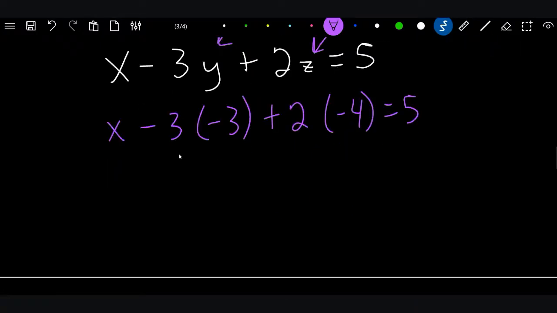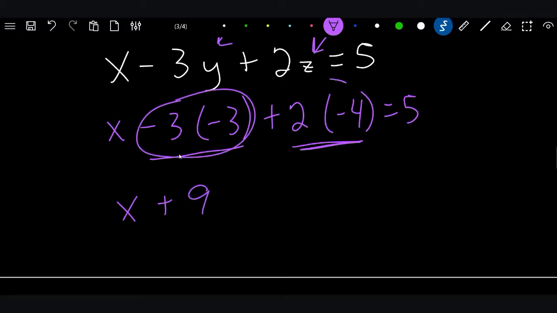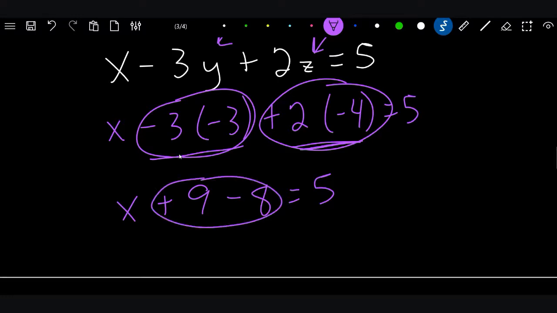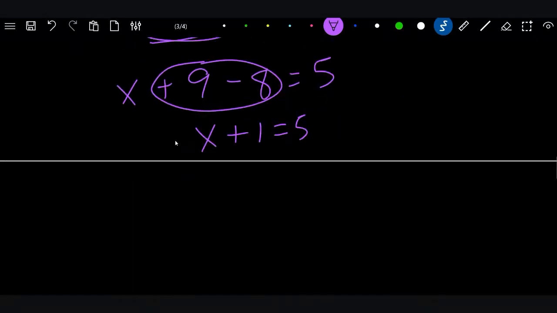All right, now let's try to get that x by itself, and let's see what happens. Let's follow our order of operations. We can multiply there, and we can multiply there. That's going to get us x plus, because that's a negative negative, 9. And then we multiply that out, and we're going to get negative 8 equals 5. So 9 plus a negative 8, or 9 minus 8, is going to give us x plus 1 equals 5. We move that over to the other side. Minus 1, x is going to equal positive 4.